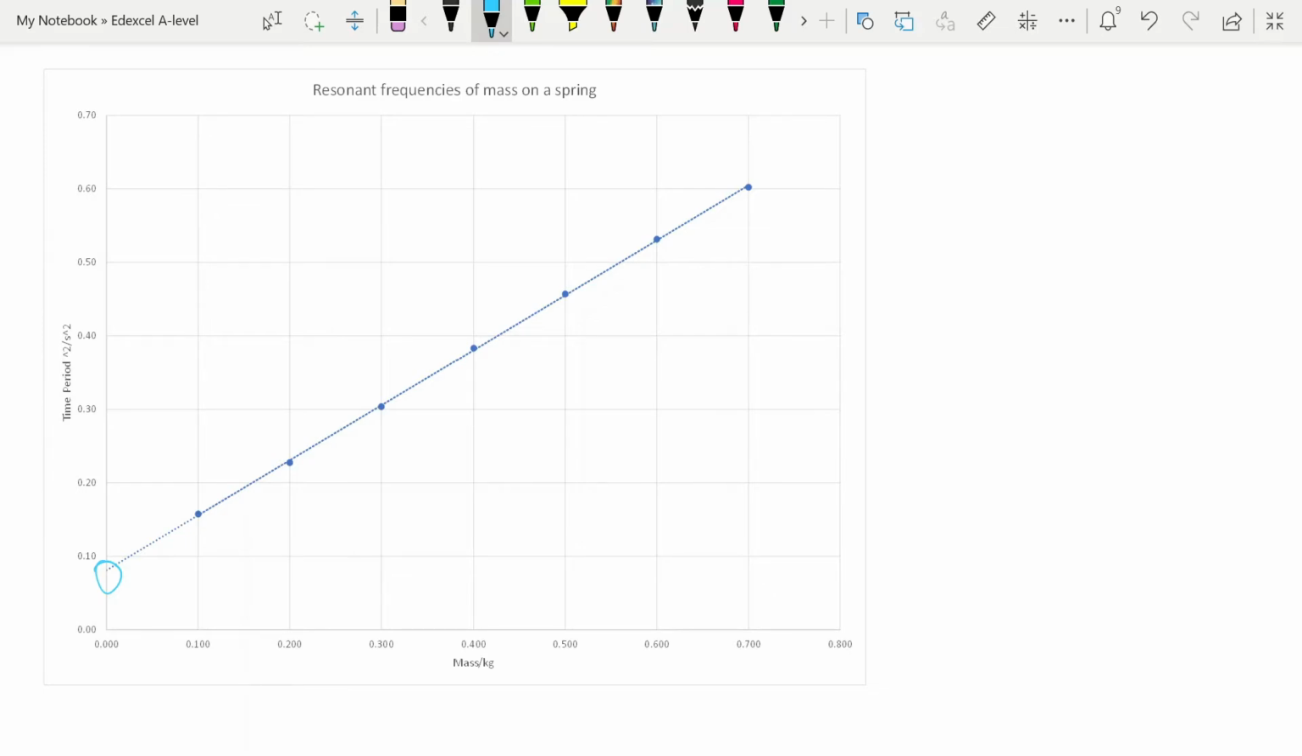At some point you may be asked to explain why this is. Why are all of our time periods greater than they should be? Because of course this line should be slightly lower than it is. That could be due to a reaction time error.